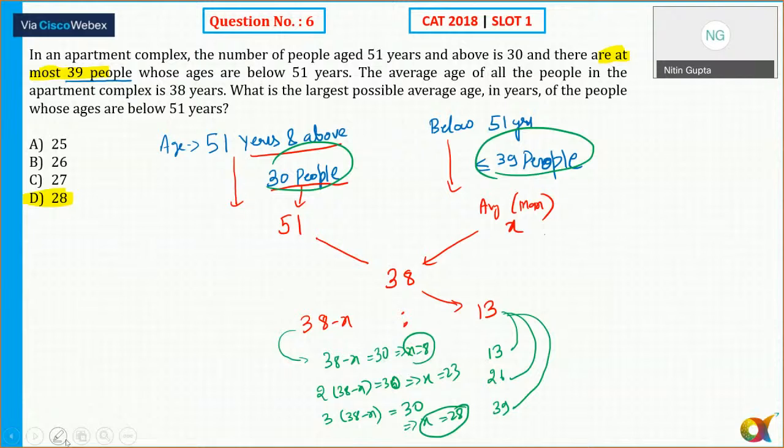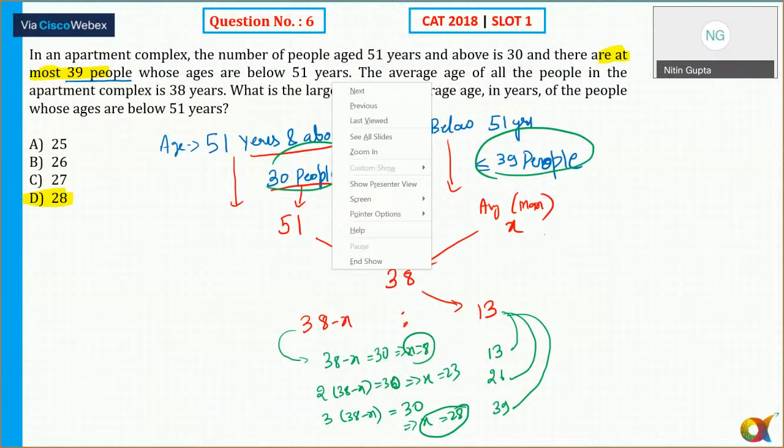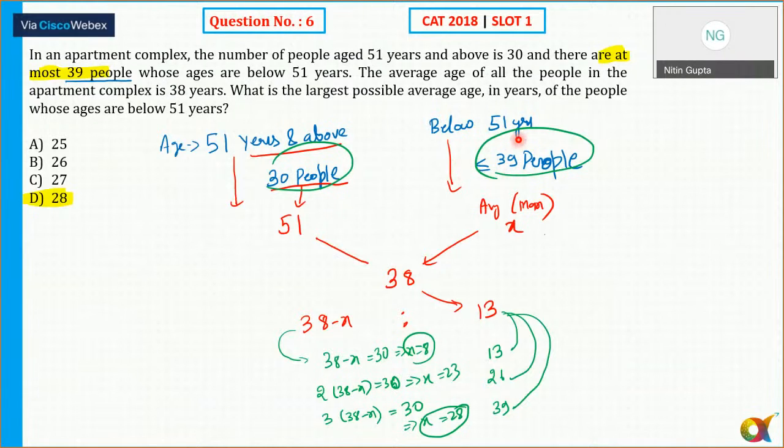Listen very carefully. In an apartment complex, the number of people aged 51 years and above, the age is 51 years and above, there are 30 such people whose age is 51 or more than 51. And at most 39 people whose ages are below 51. So age is below 51. How many such people are there? 39. So there are 39 whose age is less than 51. It could be 39 or less than 39. Maximum 39 is possible.